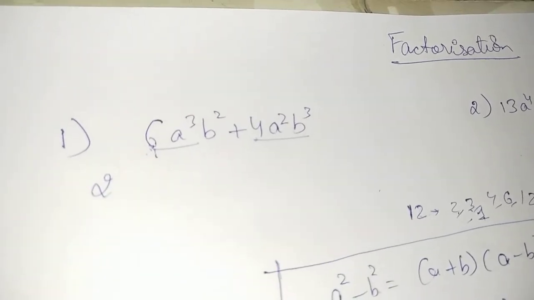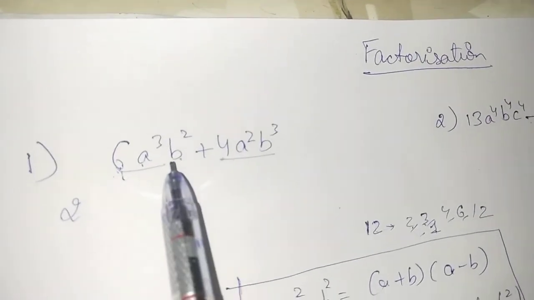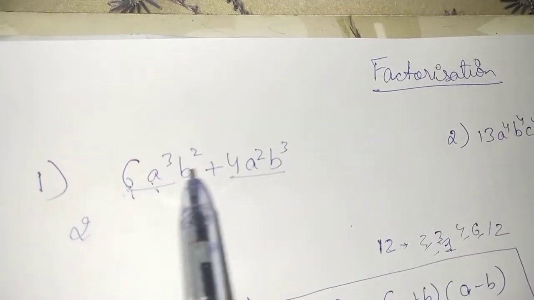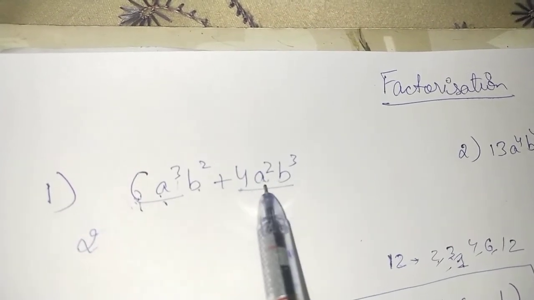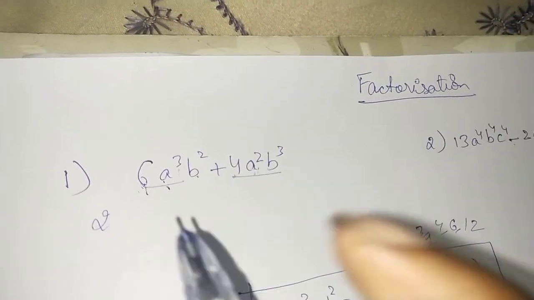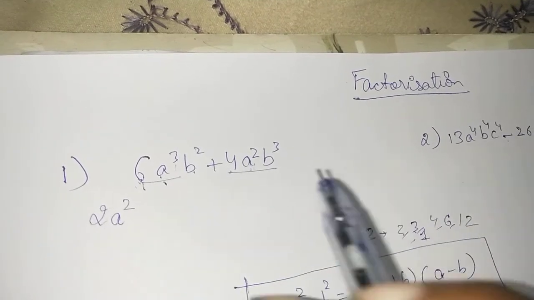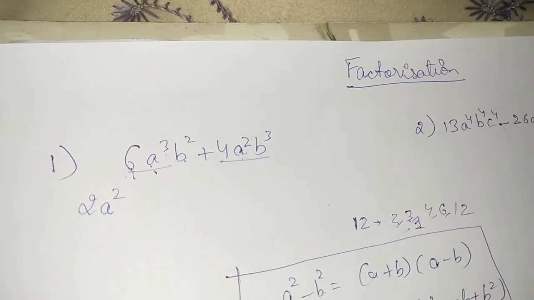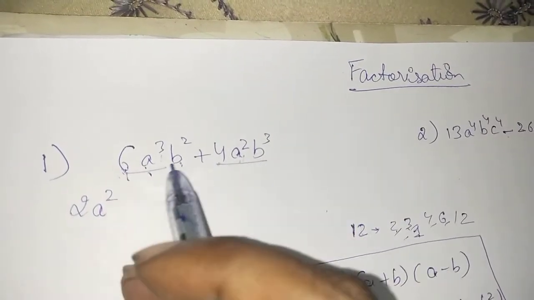Write down that. Then come to each and every single variable which is present in both of them one by one. In this we have a cube and here a square. Look into the one having the smaller power. This is the variable a having the smaller power. Write that down with the same power. That means the one having the lower power will be taken out as a common factor. Then again b is present in both of them.